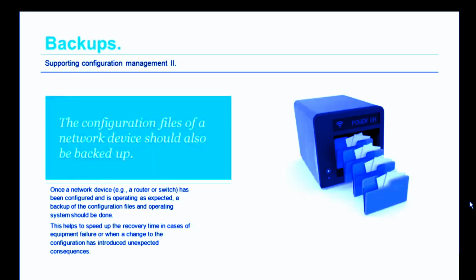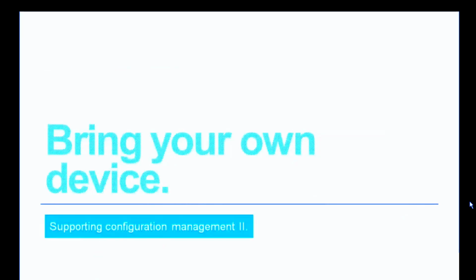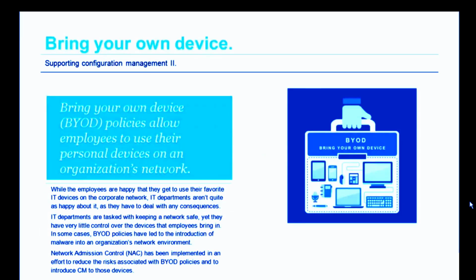Something else that needs to be backed up are your configuration files of network devices. Once a network device has been configured and it's operating as expected, a backup of the configuration files and operating system should be done. This helps to speed up the recovery time in cases of equipment failure or when a change to the configuration has introduced unexpected consequences. Having the configuration file backups on hand means that you don't need to manually input it to recover in these situations. Now let's move on to Bring Your Own Device.